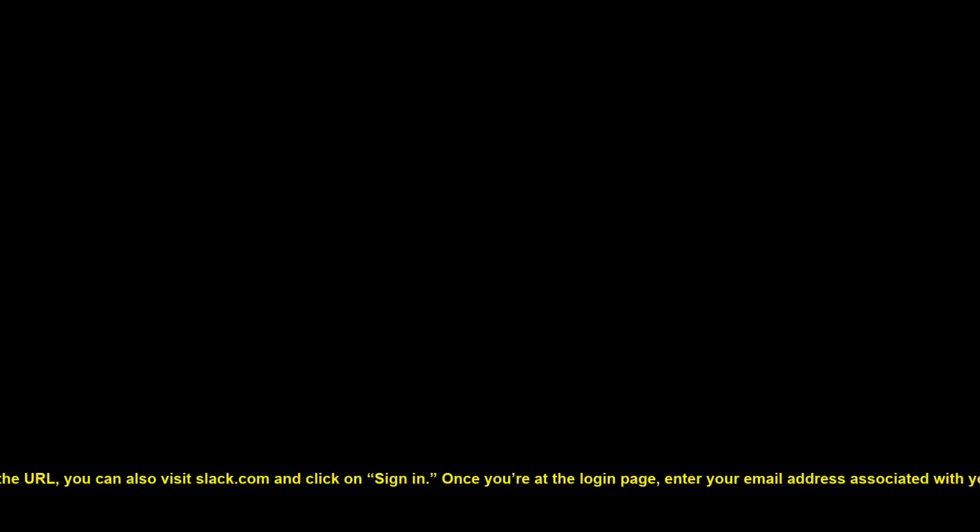In the address bar, type in the Slack Workspace URL provided by your team. If you don't know the URL, you can also visit slack.com and click on Sign In. Once you're at the login page, enter your email address. After entering your email, click on the Continue button.